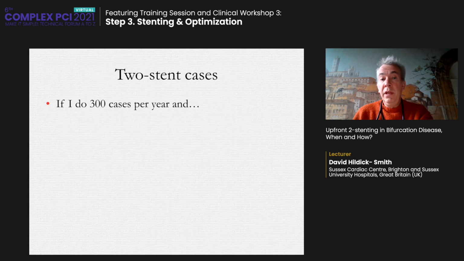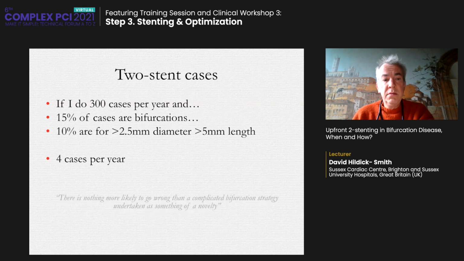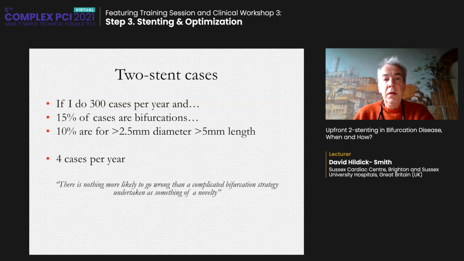If, for example, I do 300 cases per year, that would make me a high volume operator in Europe, and 15% of cases are bifurcations, and if 10% of those are big bifurcations, then that would still mean that I only did about 4 cases per year of bifurcations which ended up with 2 stents. So we have to remember that there's nothing more likely to go wrong than a complicated bifurcation strategy undertaken as something of a novelty.